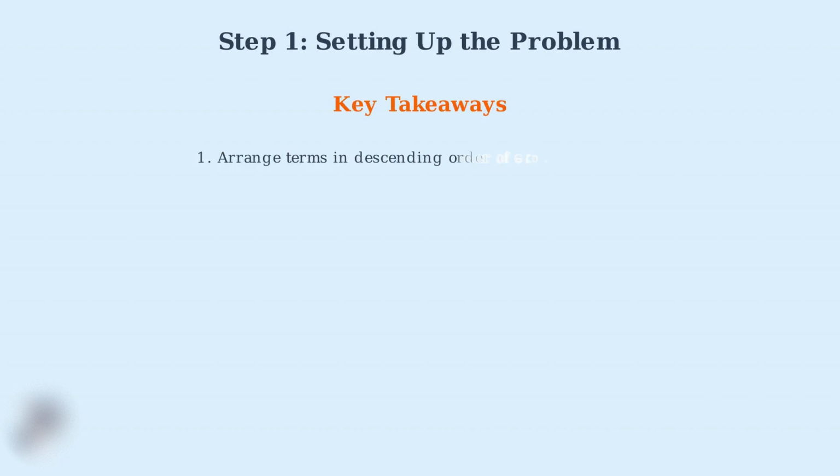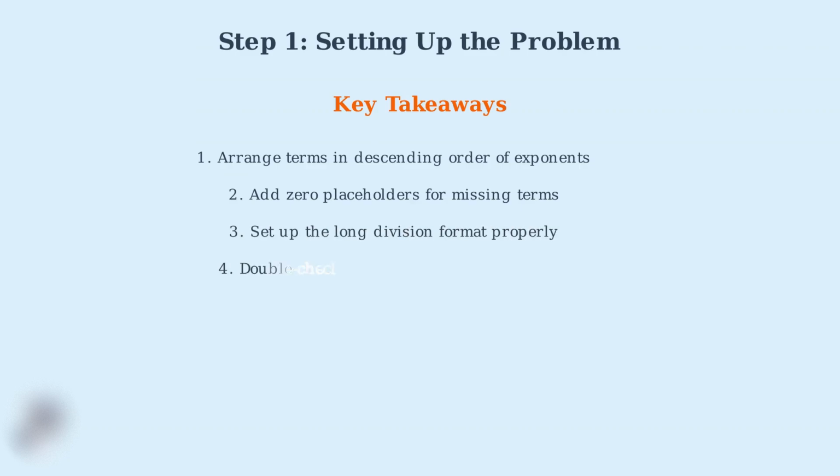Remember, proper setup is the foundation of successful polynomial long division. Always arrange terms in descending order of exponents, and never forget to add 0 placeholders for missing terms. This preparation will make the actual division process much smoother and help you avoid common mistakes.